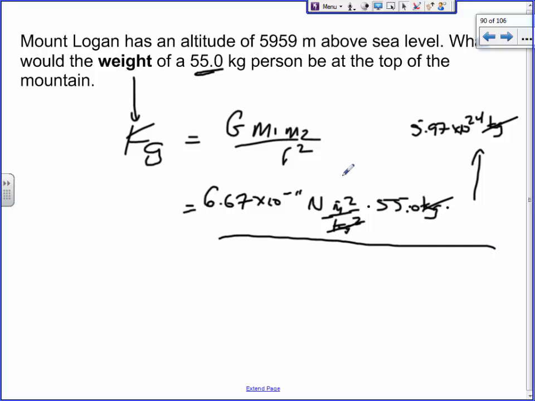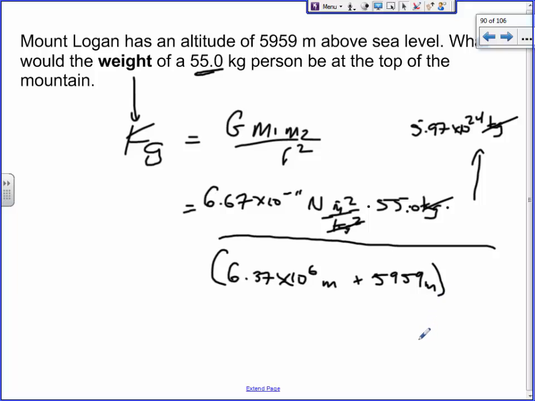Then on the bottom of the fraction, we need to know the radius. Well, the radius of the Earth has been calculated to sea level. So that, what was it again, 6.37 number? It's calculated to sea level, but you're on top of a mountain, so our radius is going to be a little bit bigger. So what we have to do is this. We have to do the radius of the Earth, 6.37 times 10 to the 6 meters. That's the radius of the Earth. But we have to add on the fact that we're on top of a mountain.